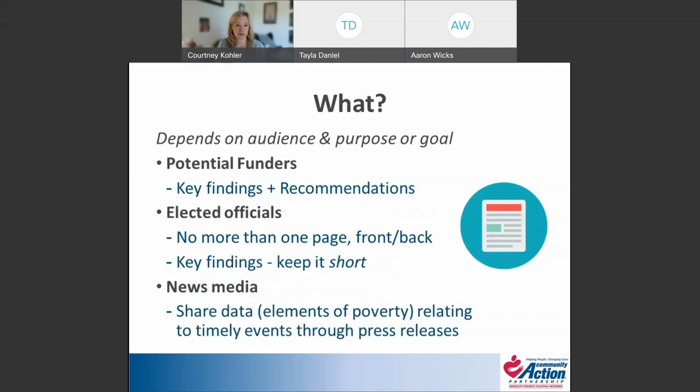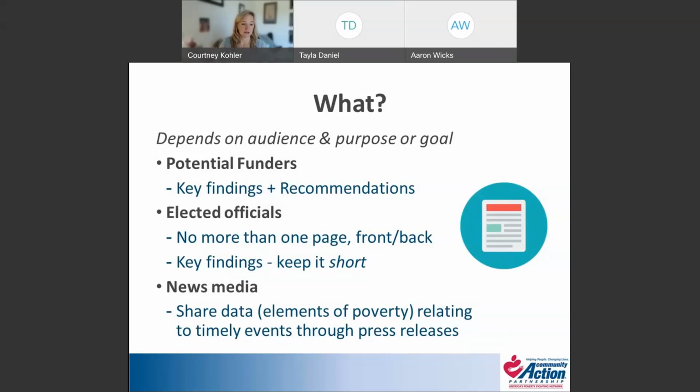Potential funders, here you want to keep it more brief, but you do want to focus in on the recommendations because that's what they're going to want to fund. Elected officials, this is where you want to keep it real short, visual, but eye-catching, so that it really does get their attention among all the other things.